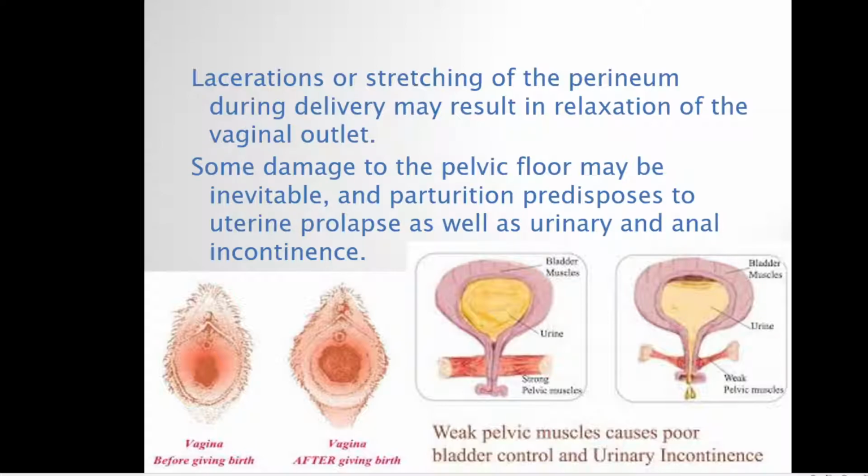Lacerations or stretching of the perineum during delivery may result in relaxation of the vaginal outlet. Some damage to the pelvic floor may be inevitable, and parturition predisposes to uterine prolapse as well as urinary and anal incontinence.